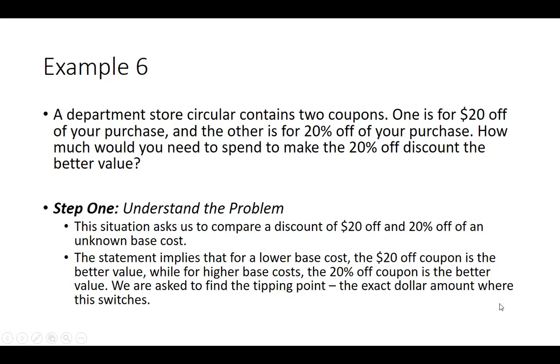Example 6. A department store circular contains 2 coupons. One is for $20 off your purchase, and the other is for 20% off your purchase. How much would you need to spend to make the 20% off discount the better value?